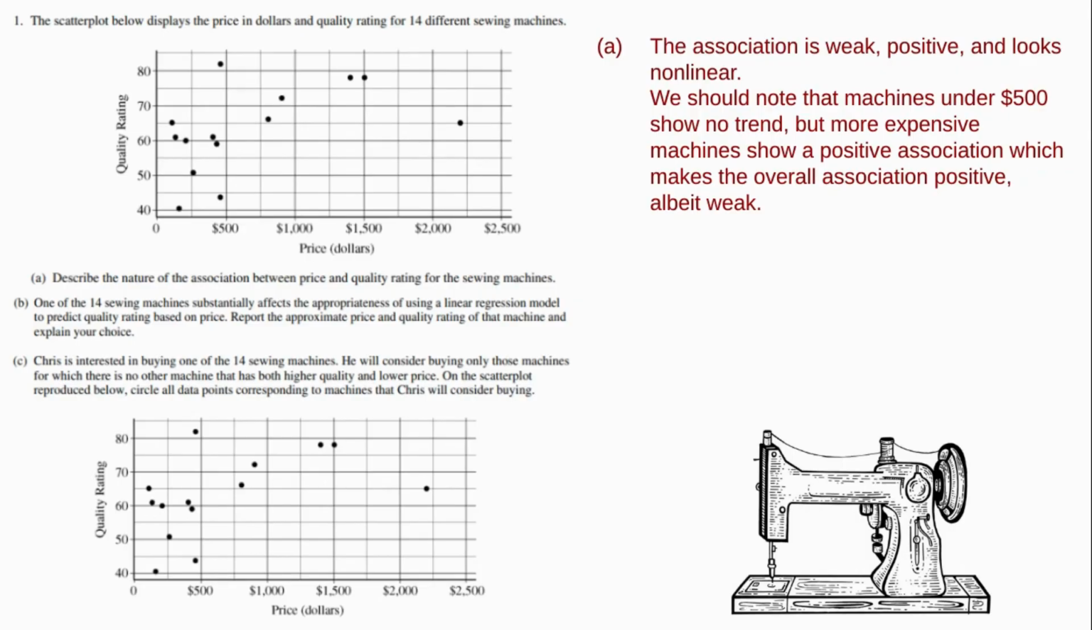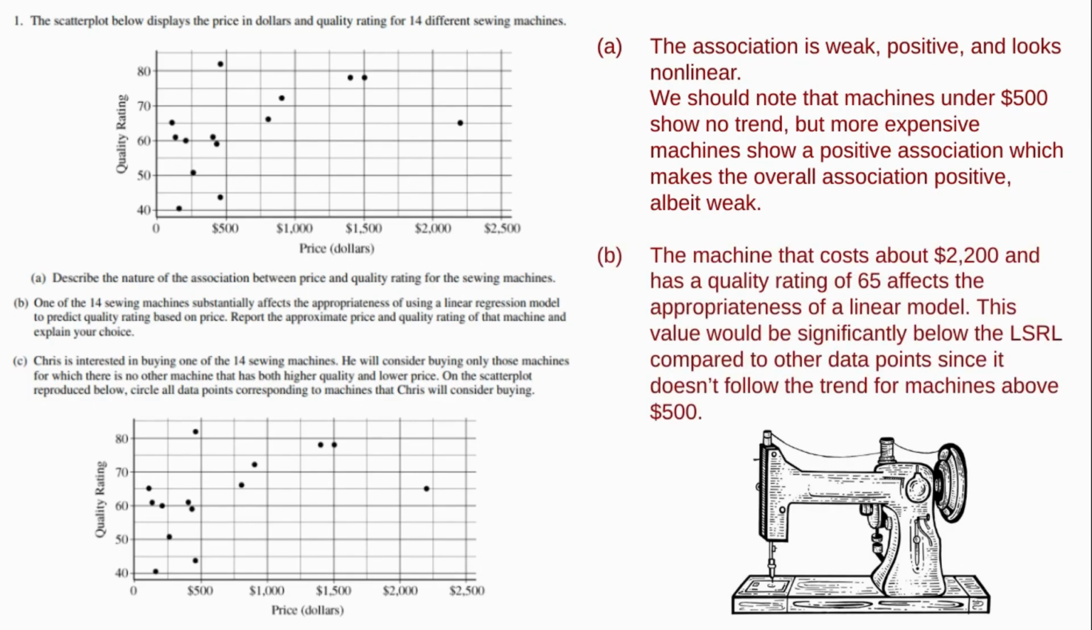All right, here comes the solution. The machine that costs about $2,200 and has a quality rating of 65 affects the appropriateness of the linear model, and that, of course, is this point right here. This value would be significantly below the least squares regression line compared to other data points, since it doesn't follow the trend for machines above $500, where we start really seeing that trend.